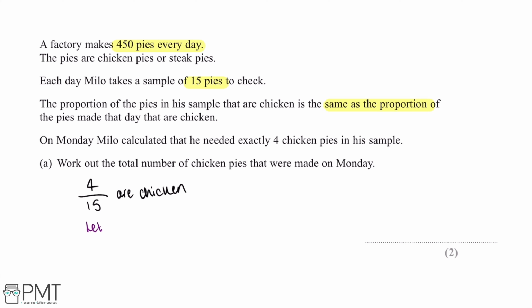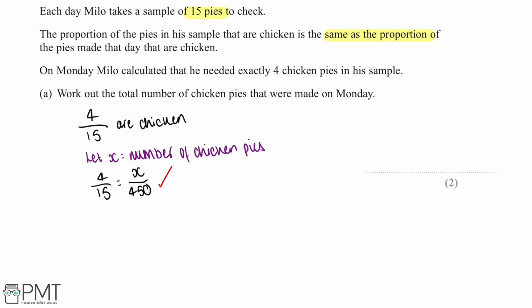So what we can do is make x equal the number of chicken pies. And from this we can work out that 4 over 15 is equal to x over 450, since there are 450 pies made every day. And we get one of our marks for writing this.